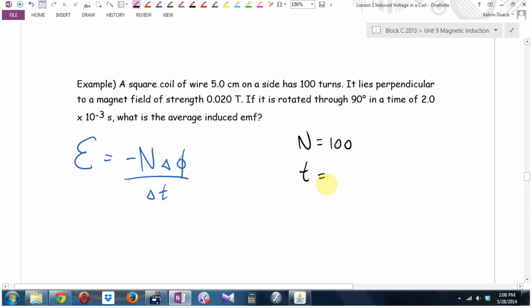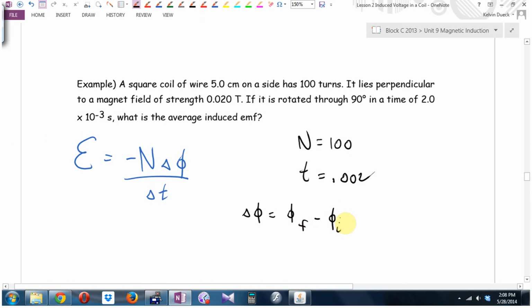Focus. What's the time in this question? Can I just go 0.002 because that's less writing? The one you'll spend the most time finding, change in flux. And I don't take shortcuts there. So I'm going to write out change in flux is going to be final minus initial.